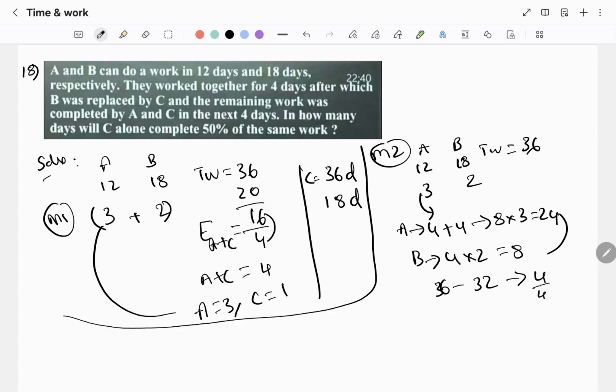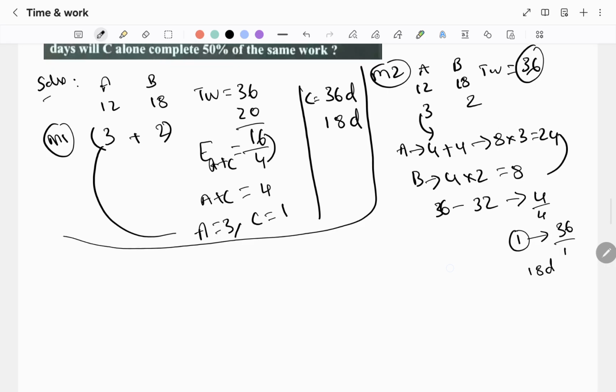In how many days did C do it? 4 days. Even though it worked with A, C has worked for 4 days. So 4 by 4 is 1. Efficiency of C is 1. Then the number of days it will take to complete these 36 parts will be 36 by 1, 36 days. Half of the work will be done in 18 days.